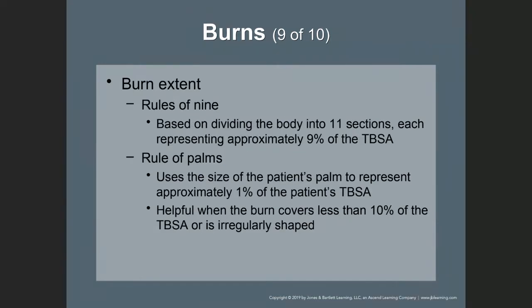Burn extent, the rule of 9. It is based on dividing the body into 11 sections, each representing approximately 9% of the total body surface area. The rule of palms uses the size of the patient's palm to represent approximately 1% of the patient's total body surface area. And it is used when the body surface area that is burnt is less than 10% or it is irregular in its pattern.